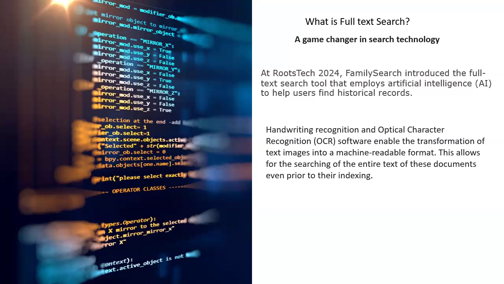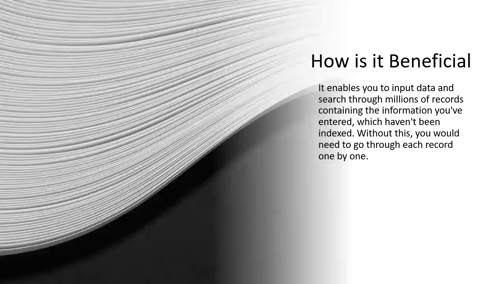And that is so true because when I started researching one of my ancestors, I was looking for a particular record and I had to go through all these probate records that were like 200, 300, 400 pages. So I had to go page by page by page. But with full text search, it has really opened the door.